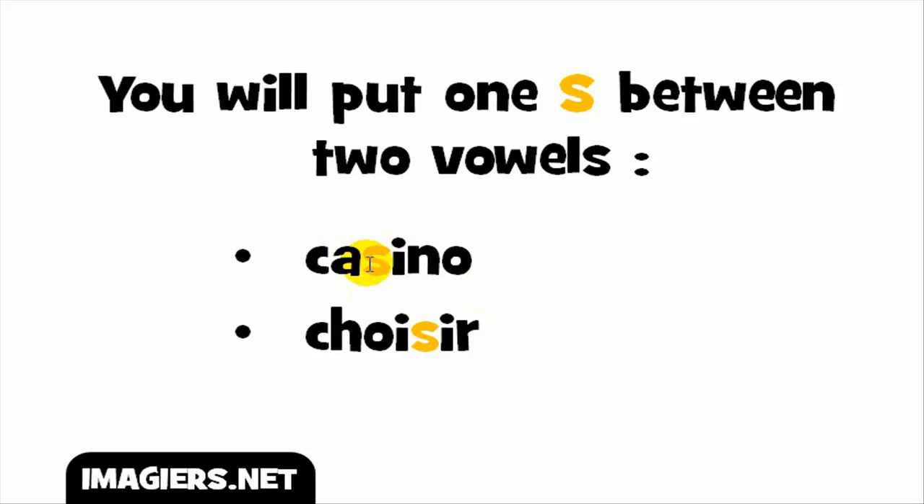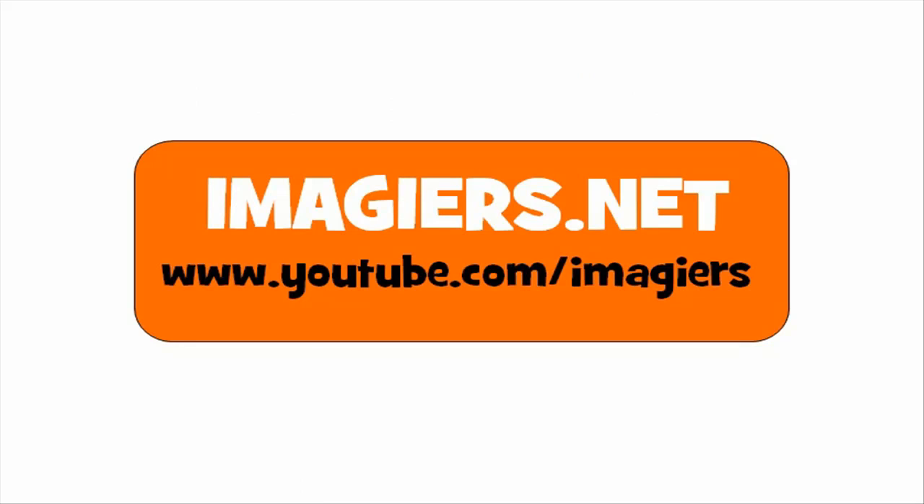So it goes like casino. S-E-Z, casino. And then here you've got E and E, so one S, same rule, Z: choisir. Let's see them one more time, casino, choisir. I hope this lesson was useful. Have a great day. Bye bye.